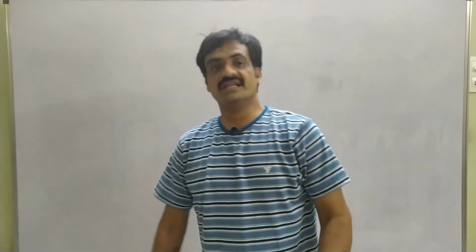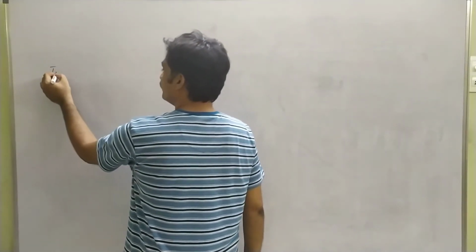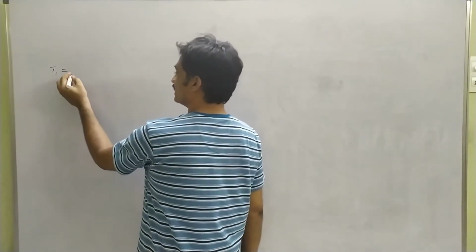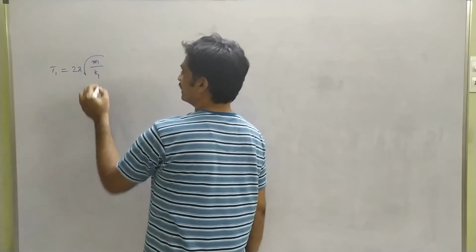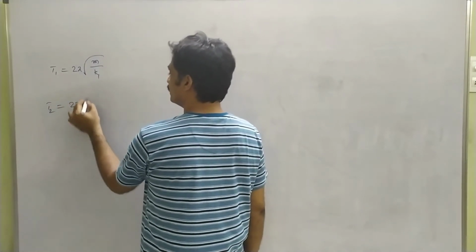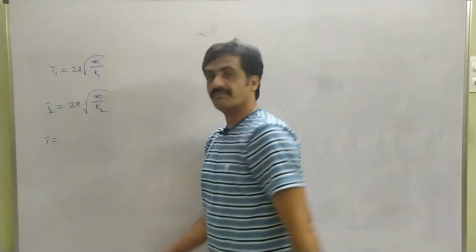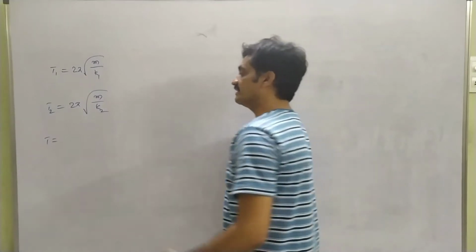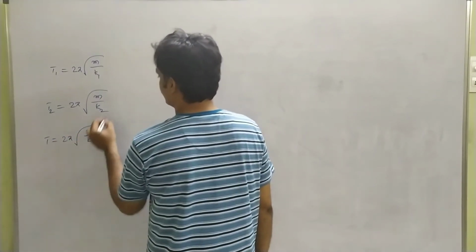Now we are going to represent the equivalent time period for the parallel combination of springs. The time period for the first spring is represented as T1 equals 2 pi into under root of m by K1, as well as the time period of the second spring is represented as T2 equals 2 pi into under root of m by K2, whereas the combination of the parallel springs is represented as T equals 2 pi into under root of m by k.